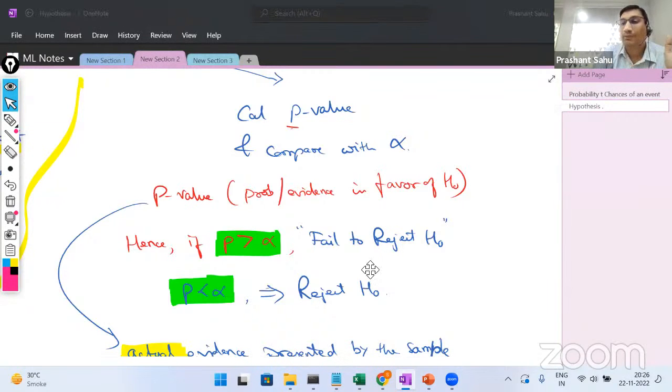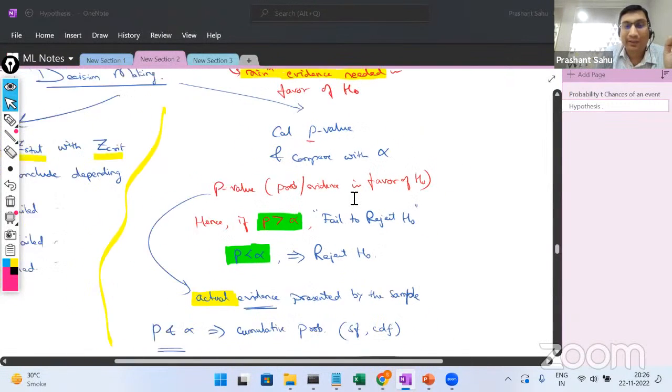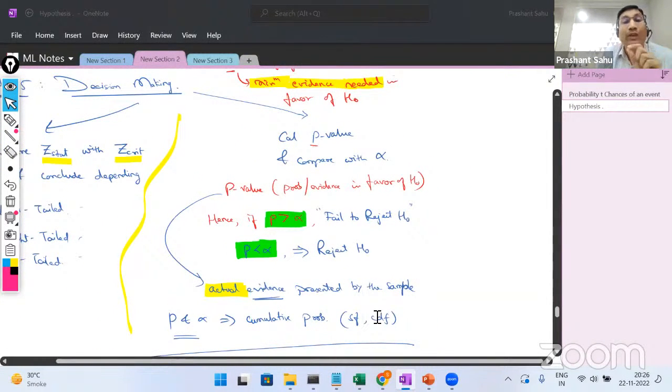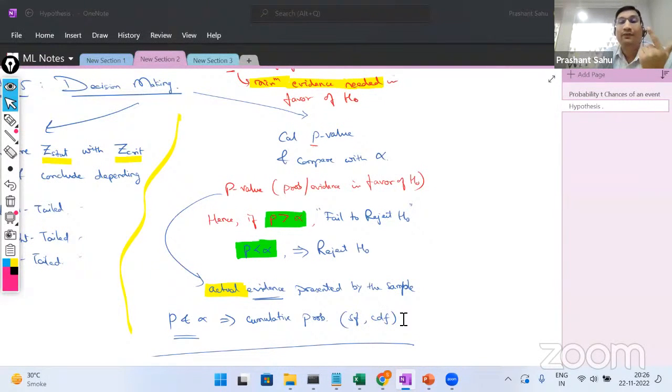Okay. So let me see if there are any questions. That is what I mentioned here. So p and alpha both are cumulative probabilities. So you would be using survival functions and CDF functions to calculate, depending on whether it is a left tail test or a right tail test.